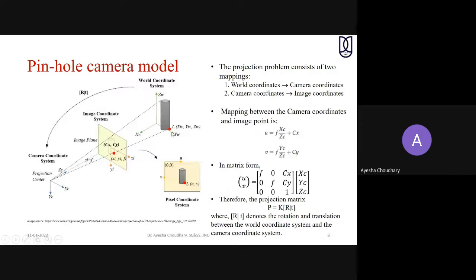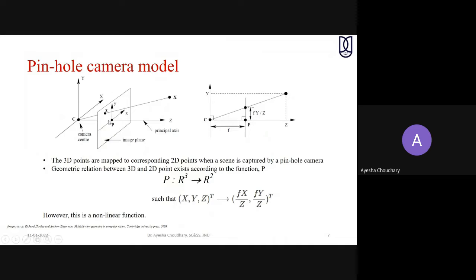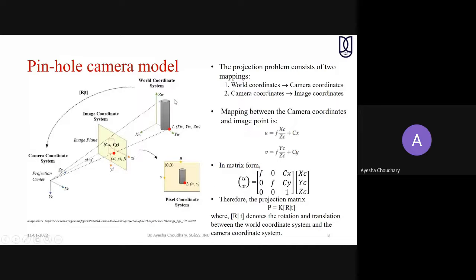Now, given a world point and this camera matrix, I know that my P of capital X is going to give me the small x. And if I know capital X and small x, I should be able to find P. And if I know P and small x, I should be able to find capital X. Therefore, we can reconstruct the world if we know the projection matrix.